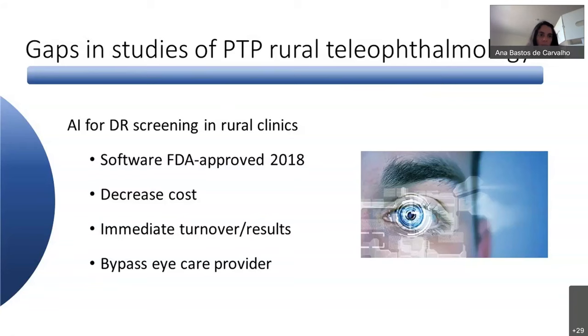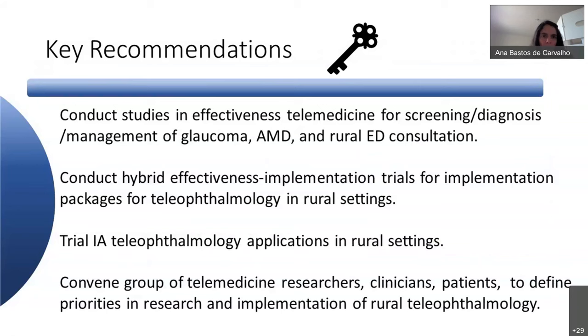And so these are our final key recommendations based on all the gaps and methodological weaknesses that I mentioned. So we need to conduct studies on the effectiveness of telemedicine for diseases other than diabetic retinopathy. We need to conduct large clinical trials that are robust and generalizable, multi-site. It is very important also to adopt much more implementation science into teleophthalmology and conduct hybrid effectiveness implementation trials that will assess simultaneously the effectiveness of the evidence-based intervention and the effectiveness of implementation strategies for that particular evidence-based intervention in rural settings. Also, trial AI applications for rural settings, as we just discussed before.